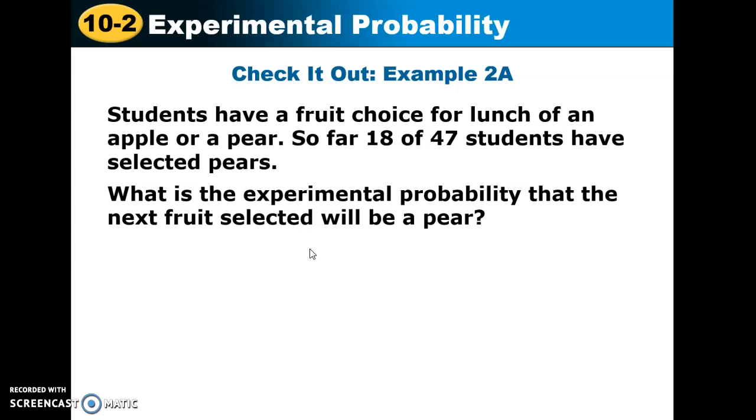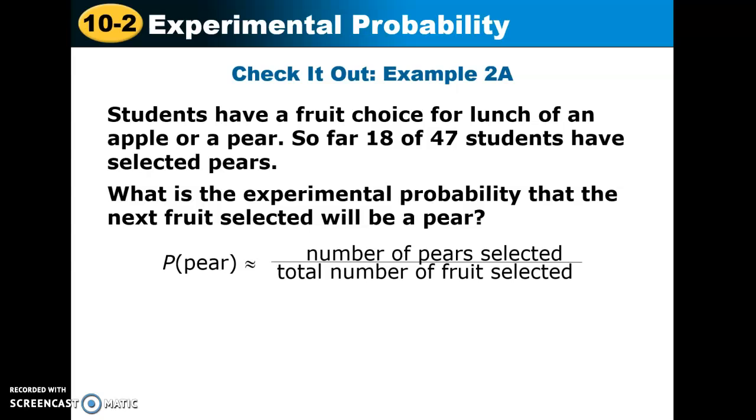Next, students have a fruit choice for lunch of an apple or a pear. So far, 18 of the 47 students have selected a pear. What is the experimental probability that the next person in line will pick a pear? It's going to be 18/47.